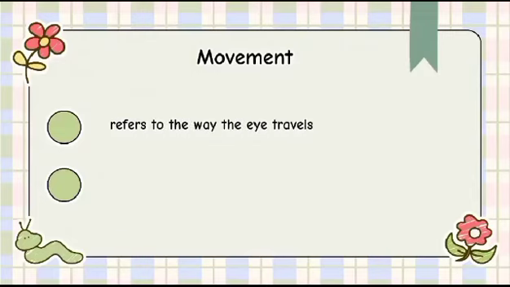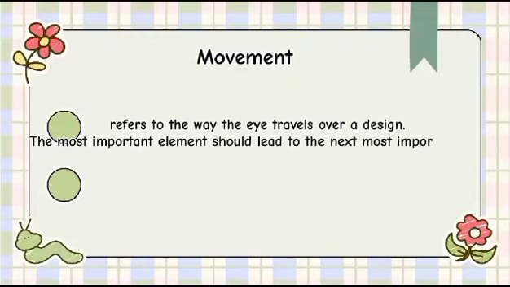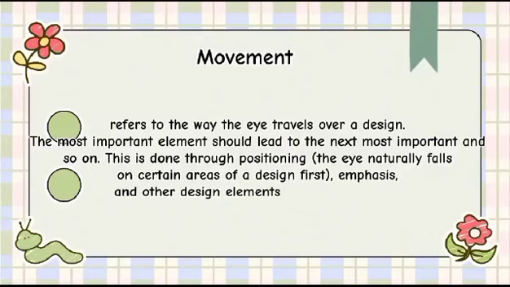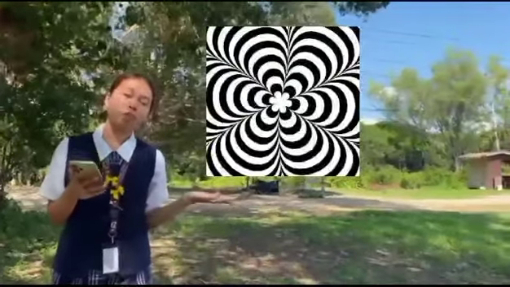Movement refers to the way the eye travels over a design. The most important element should lead to the next most important, and so on. This is done through positioning. The eye naturally falls on certain areas of a design first, emphasis and other design elements already mentioned. This is an example of movement.